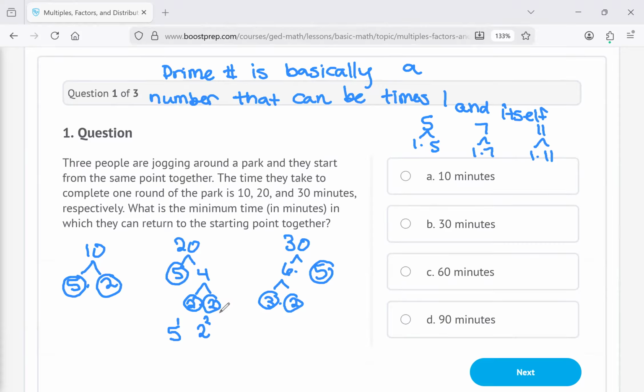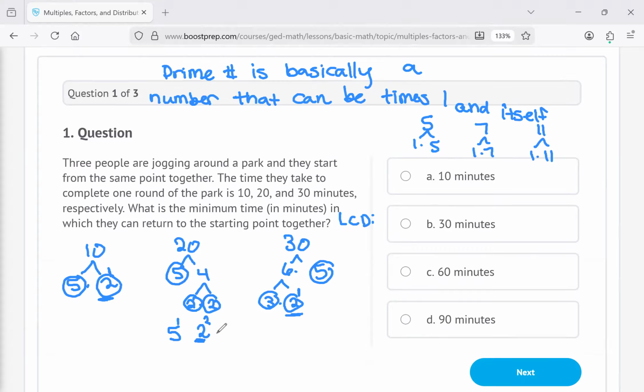Yeah, I think they're asking for the lowest LCD. Yes, they're asking for the lowest common denominator for this problem. And to find the lowest common denominator of all your prime numbers, if you have a repeating base, we do have a repeating base. So on 10, we have a base of 2, and then on 20, we have a repeating base of 2, and then on 30, we have a repeating base of 2, well, 2 to the 1.